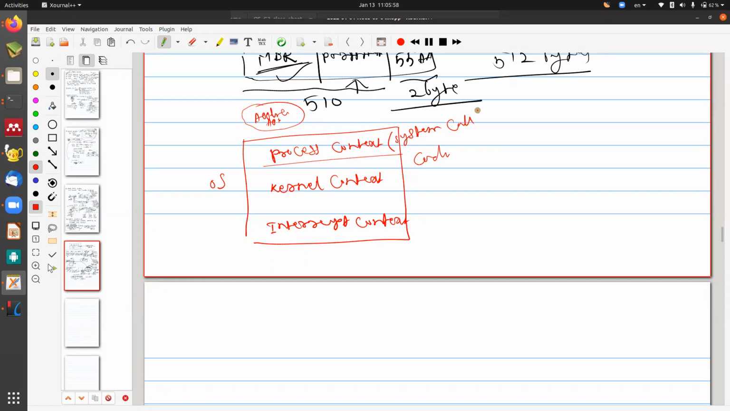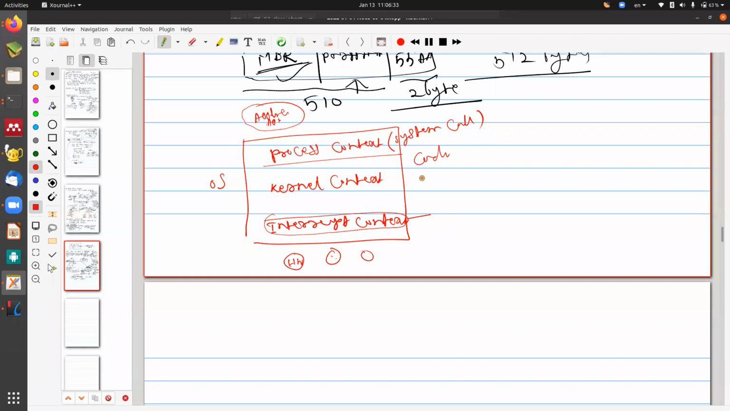Tell me, interrupt context means what? How do your hardware devices interact? These are the hardware. What is the code for the interrupt context? Through interrupt only you can tell the operating system to do something. Then what is the code here? Trap? No, the trap is a kind of interrupt. It is a software interrupt.